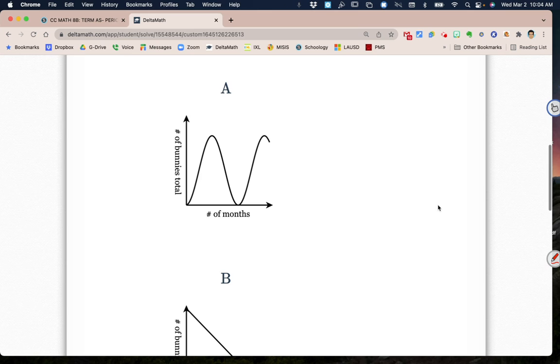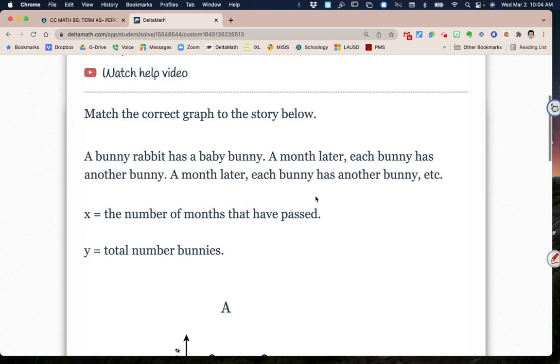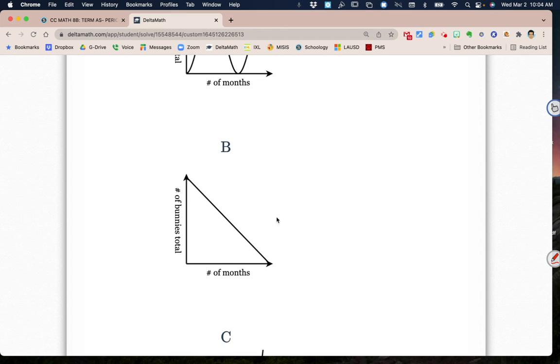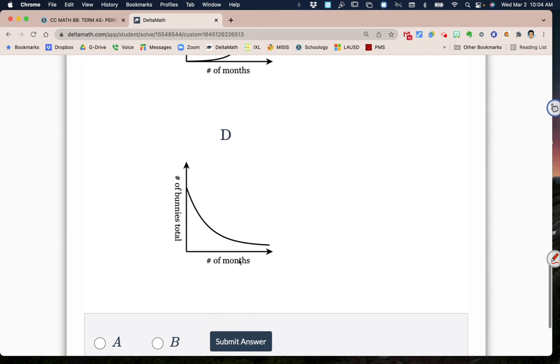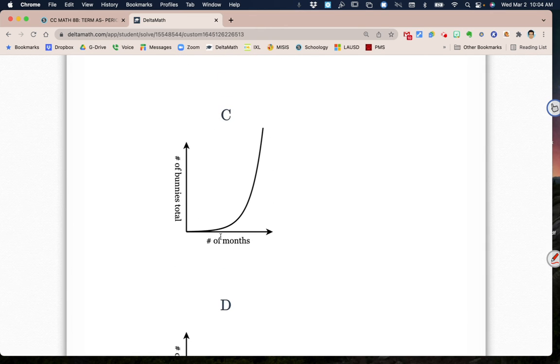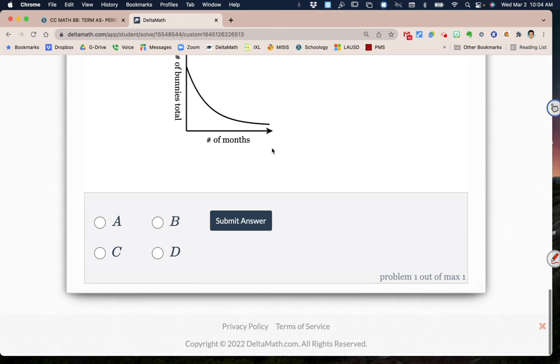Do you think A makes sense? Yeah, it goes up, but then it goes up, then down, then up, then down. Why would it go down? Nothing in here tells us that it's decreasing in the story. It's C. It can't be B. Looks like it should be C. Let's just look at D real quick. Well, D is decreasing. The only one that makes sense is this one. So let's go with C.